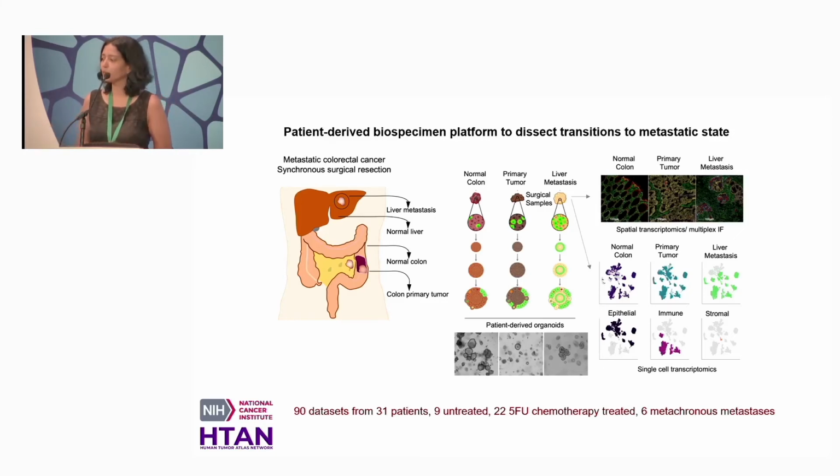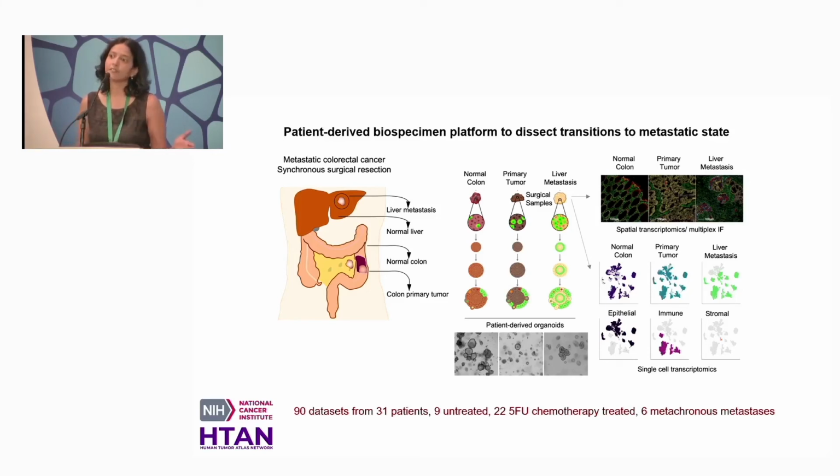And so our first attack, if you like, at this problem was to start to compile a single-cell atlas of this transition from normal to primary to met across a cohort of patients. And our initial cohort at the moment that we've analyzed together with Donna Pear's lab contains 90 data sets from 31 patients. This includes about a third of patients who had not previously seen any treatment. So this is, if you like, the ground truth of metastasis.